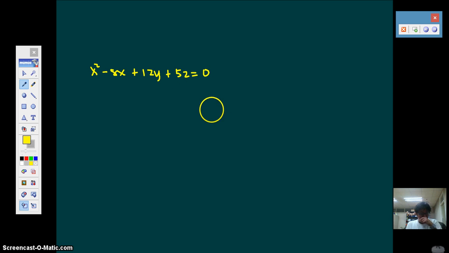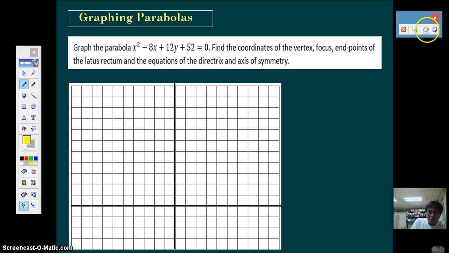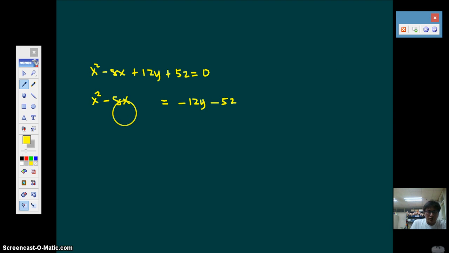So the first step is to isolate the variable that is being squared, which in this case is x. So just leave all the terms with x on the left side and transpose all the other terms to the right side: minus 12y minus 52. Okay, now we can begin completing the square. On the left side we should add negative 8 divided by 2, that's negative 4, and square, that's the number that we should add. So add 16, and add also 16 to the right side. What you do on the left side, you do on the right side so that the equality stays the same.